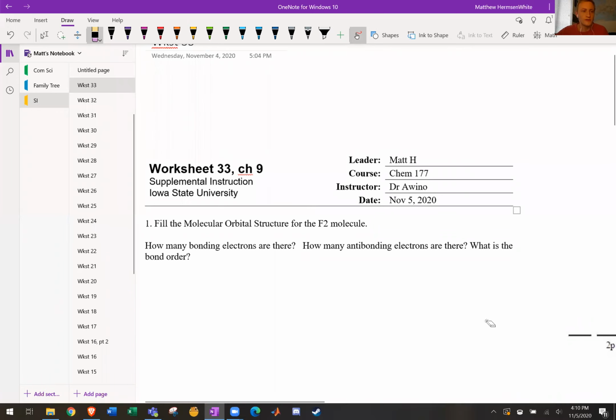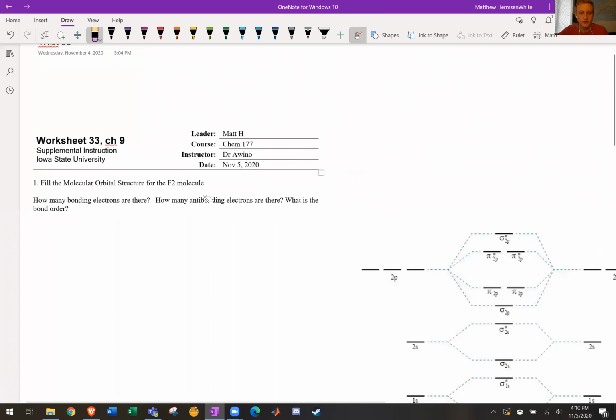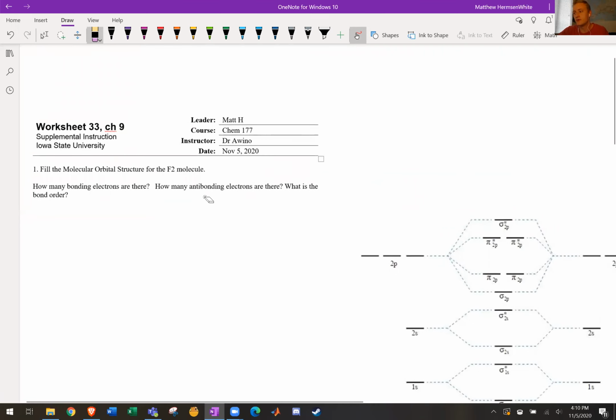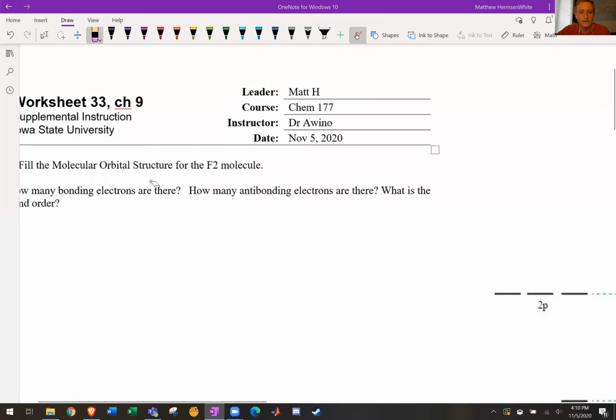So we're going to do one part of chapter 9, which is these molecular orbital structures. And then we're also going to do some review for the final, which you guys requested or said would be good yesterday. So are there any questions before we start on today's worksheet?